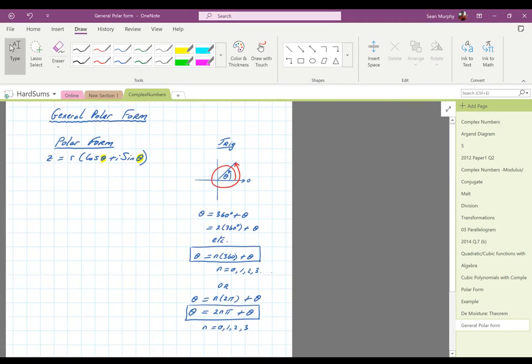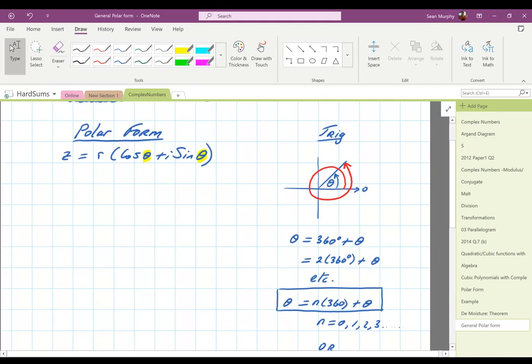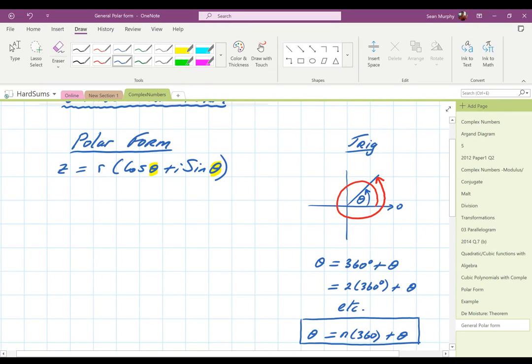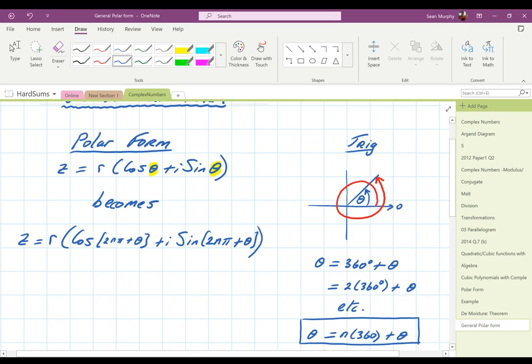And now we can go back to our polar form and we can rewrite theta to give the full picture of what's really happening at theta. So this becomes z is equal to r times the cos. So for theta, we're now putting in, we'll leave it in radians, 2n pi plus theta, plus i sine 2n pi plus theta. So that's the big change here.